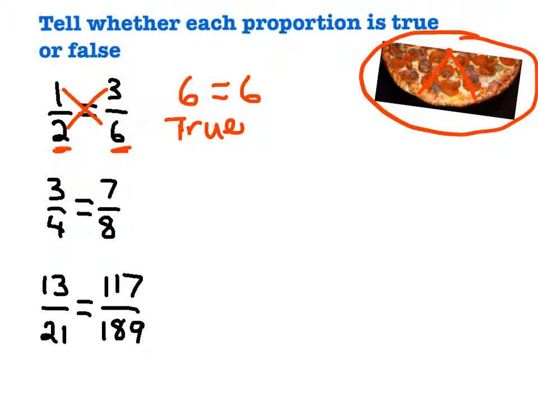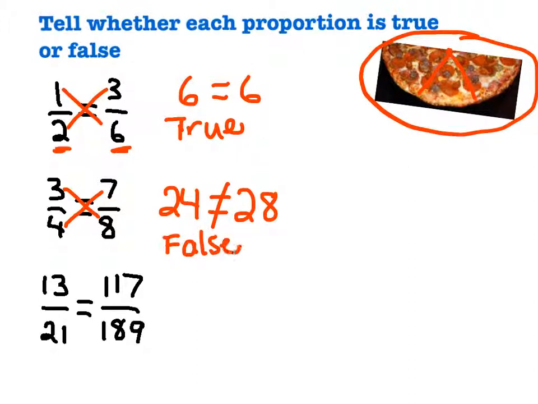So let's take a look at another one. Let's determine whether it's true or false. Let's do cross products. 3 times 8 is 24. And 4 times 7 is 28. So now we get two numbers that are not equal when we do a cross product. So right there I can say that that proportion is false.